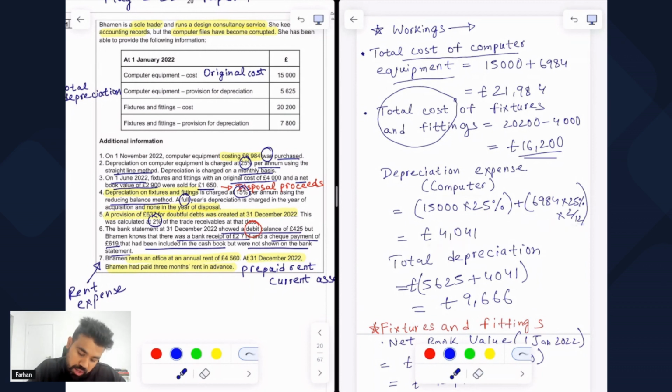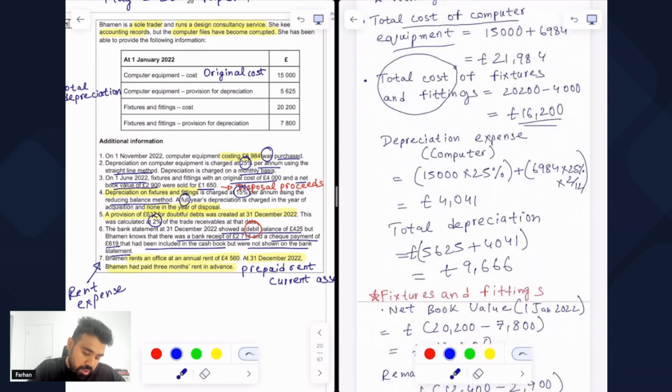Okay, so what about the total depreciation then? Initially at 1 Jan 2022, computer equipment had a total depreciation of £5,625, and then for the current year, we have an additional £4,041, which is what we have just derived, and that gives us a total depreciation of £9,666 for computer equipment.